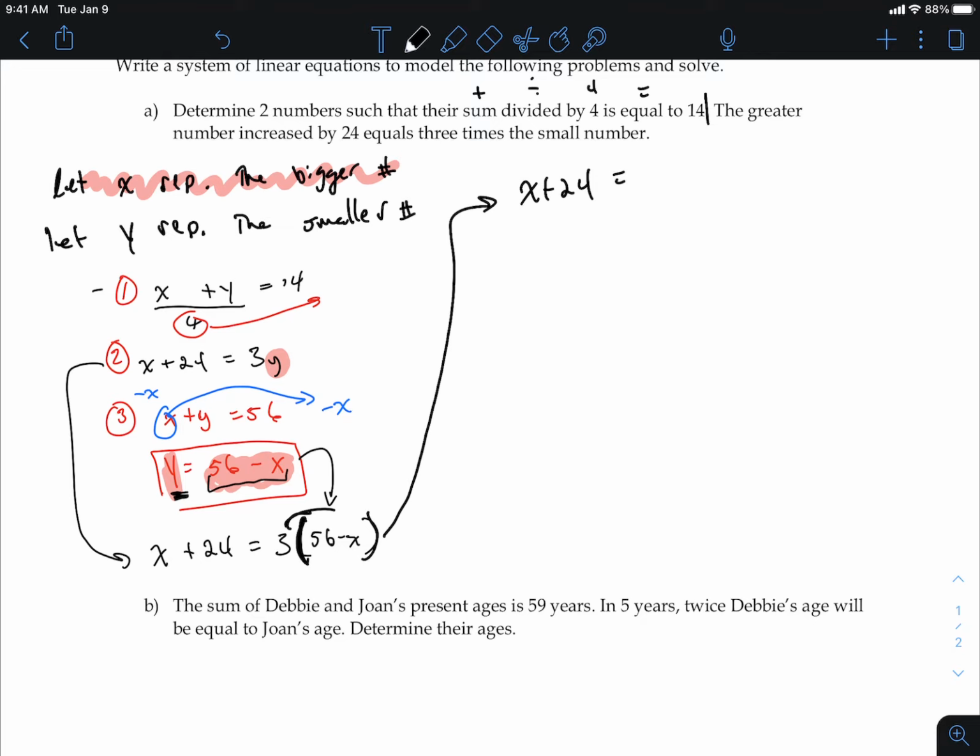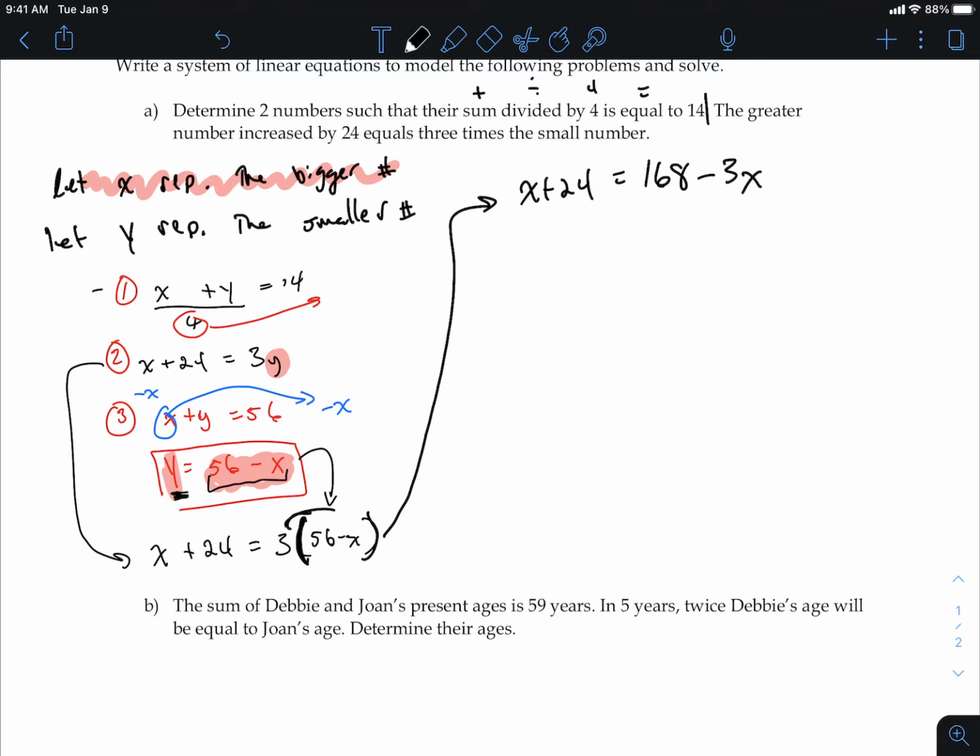Do we have what 56 times 3 is? I can't do that in my head. Not on the spot. It's too much pressure. What is it? 56 times 3. 168? Yeah. Minus 3x, okay? Now, you've got apples and you've got oranges. Just collect like terms, right? You're just going to move the variables over. You're going to move the numbers to the other side, okay?